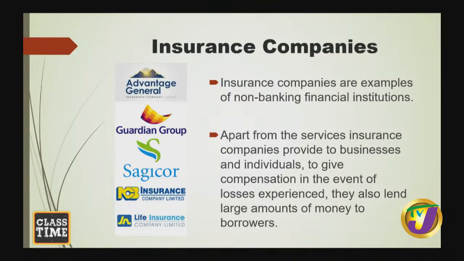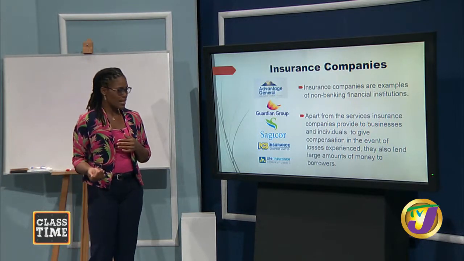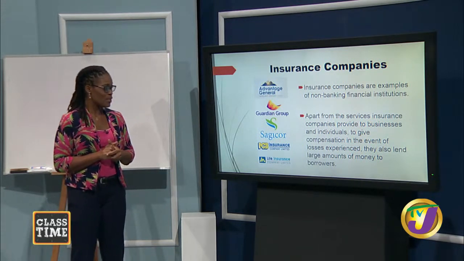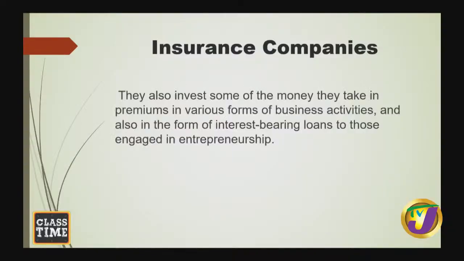So insurance companies really compensate the insured for any loss or damage incurred. Now, apart from the services insurance companies provide to businesses and individuals to give compensation in the event of losses experienced, they also lend large amounts of money to borrowers. So they also invest some of the money. They take in premiums in various forms of business activities and also in the form of interest-bearing loans to those engaged in entrepreneurship. So the insurance company is not a bank, but it is a financial institution. It accepts deposits and it gives loans.